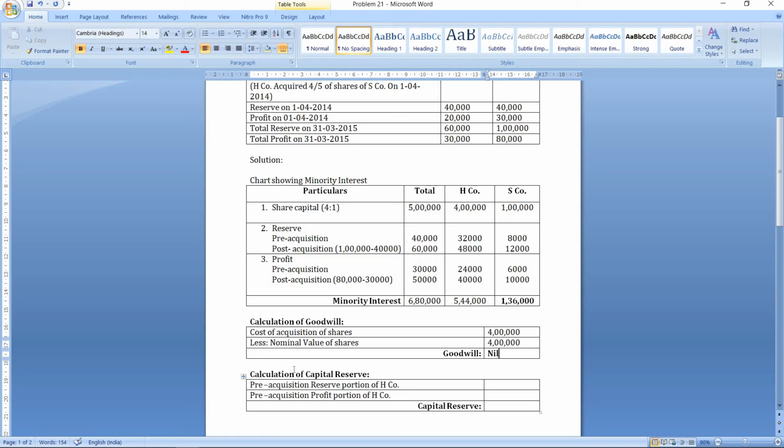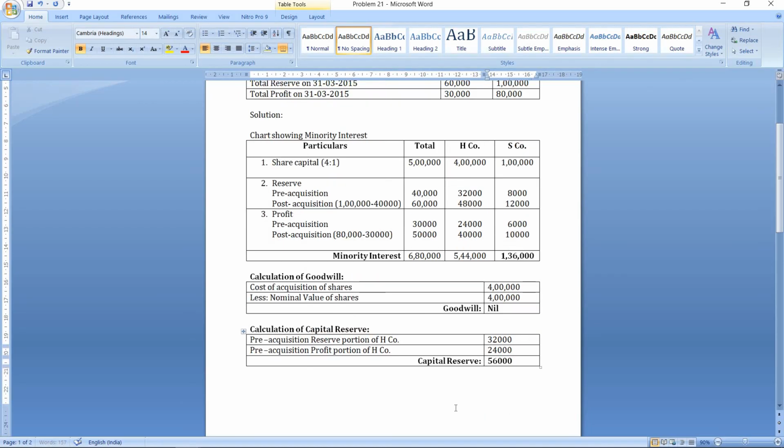Now the next step is to calculate capital reserve. For capital reserve, you have to consider only pre-acquisition reserve and profit, and that too only of H Company Limited. So pre-acquisition reserve only of H Limited is 32,000, and pre-acquisition profit of H Limited is 24,000. So we will take it here. So total our capital reserve will be 56,000.